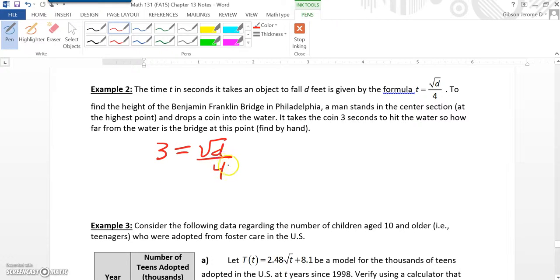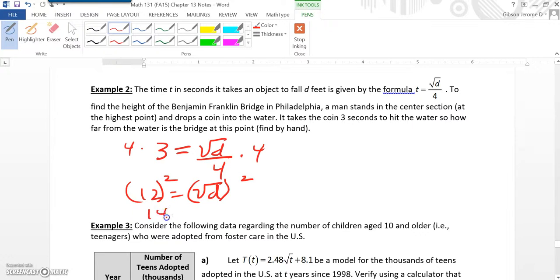Now, we need to get rid of this 4 out of the denominator. So we'll multiply each side by 4. That'll give us 12 is equal to the square root of d. Now we will square both sides.